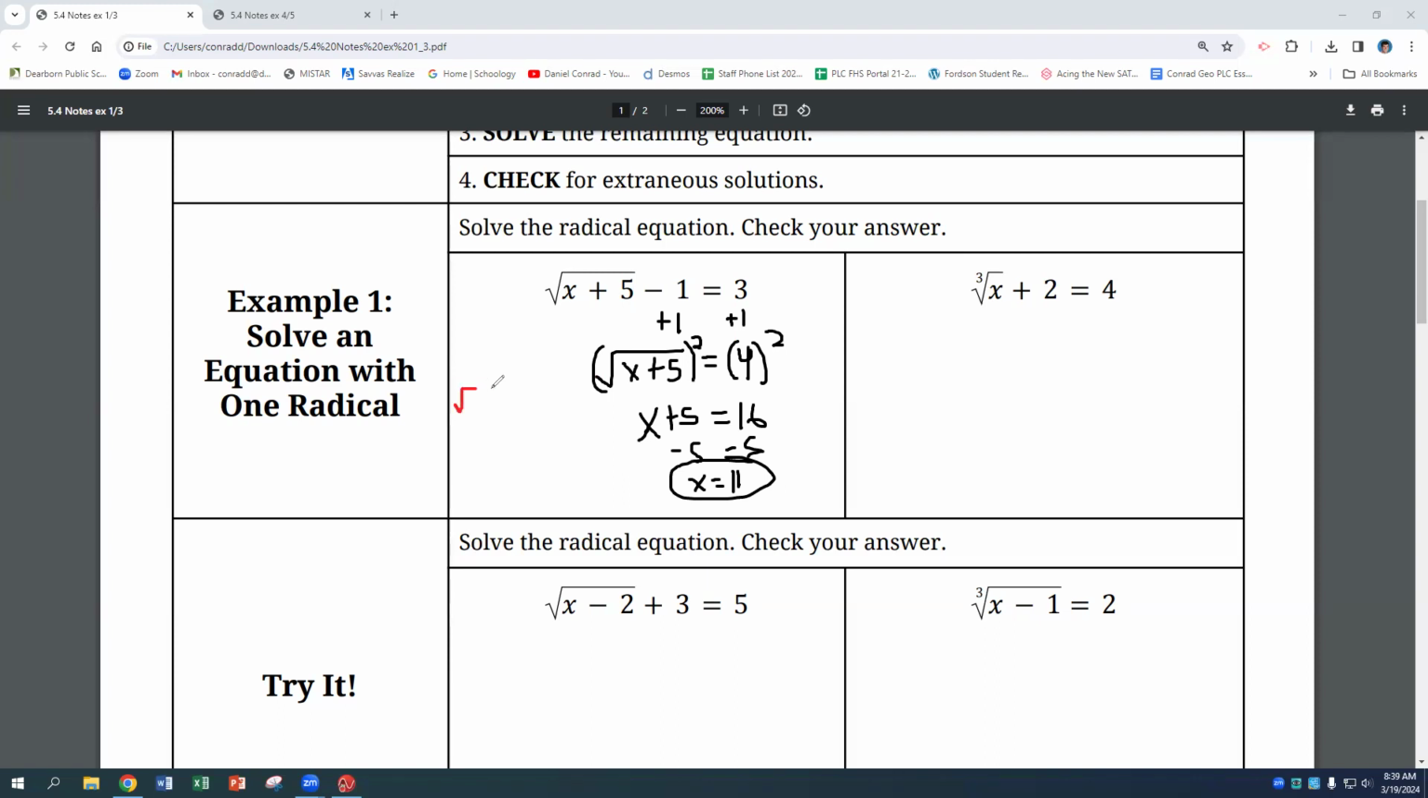All right, so I'm going to substitute in 11 for x. So I get square root of 11 plus 5, minus 1 equals 3. That's square root of 16, which is 4. And then 4 minus 1 is 3. So I would get 3 equals 3. So this answer checks out.